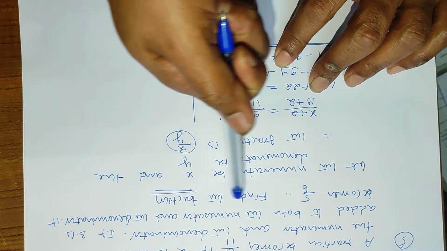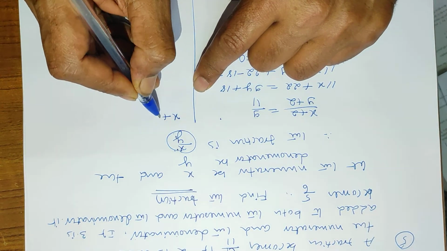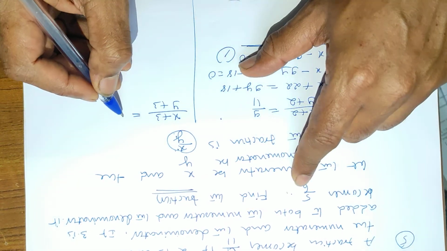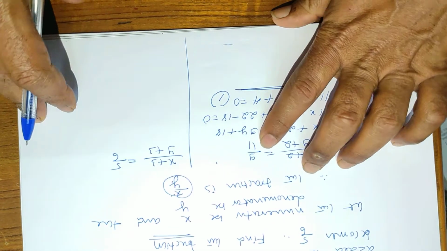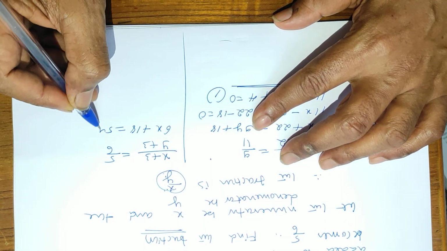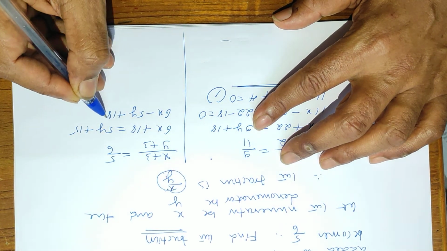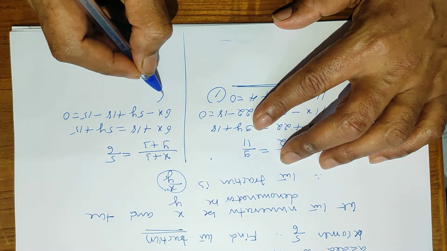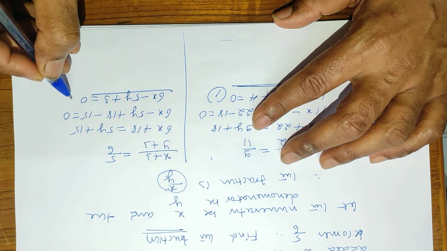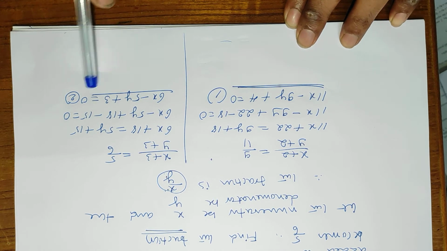If 3 is added to both numerator and denominator, so to this fraction we have to add 3. So if 3 is added to both numerator and denominator, it becomes 5/6. Once again, I have to cross multiply. 6x plus 18 is equal to 5y plus 15. 6x minus 5y plus 18 minus 15 is equal to 0. 6x minus 5y plus 3 is equal to 0. Equation 2.